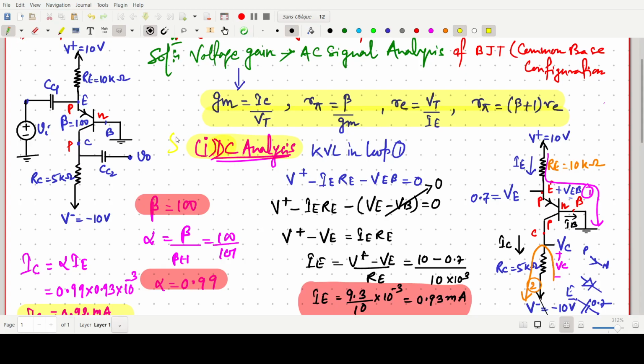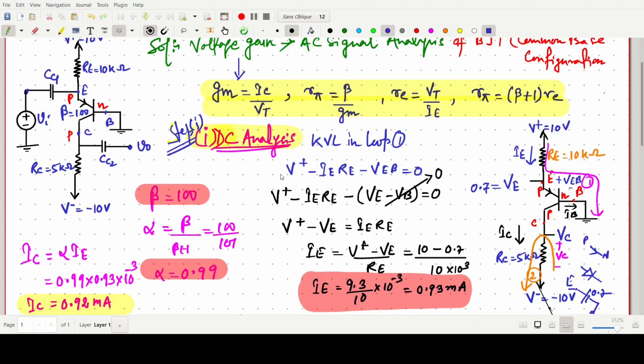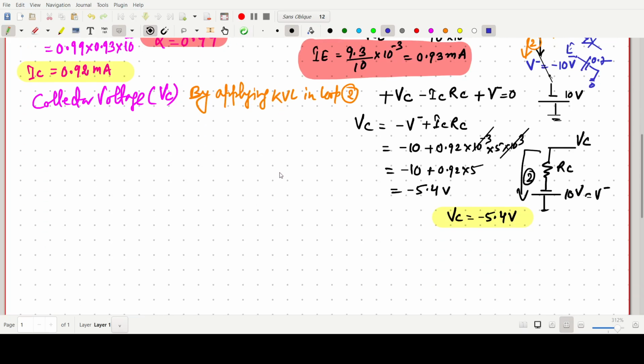Say this one is our step one. Okay. Now for step two, we can say what we have to find now. Very simple.